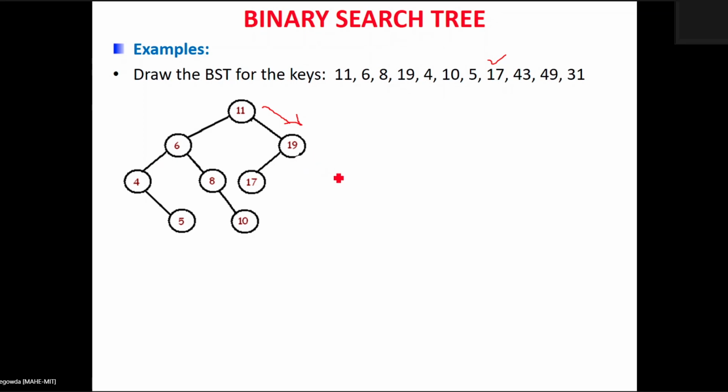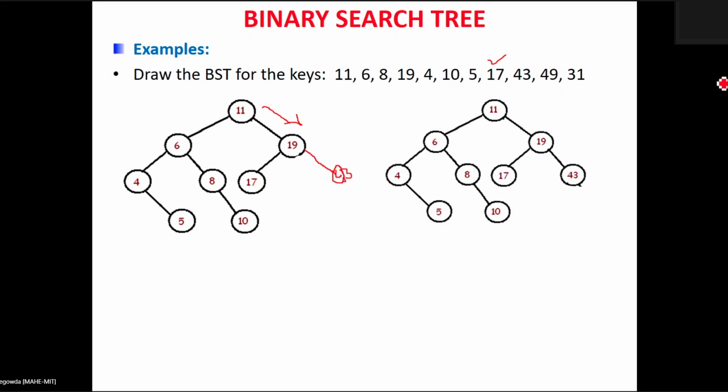So create the node, assign the value 43 and make it the right child of 19. This is the resultant tree, the tree after inserting 43. Next, we have the number 49.